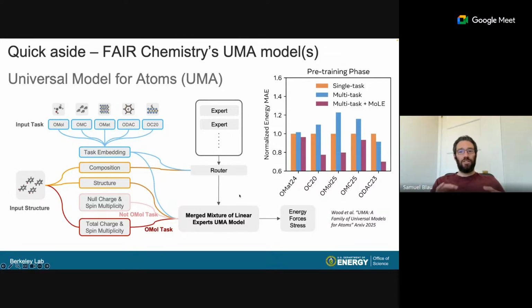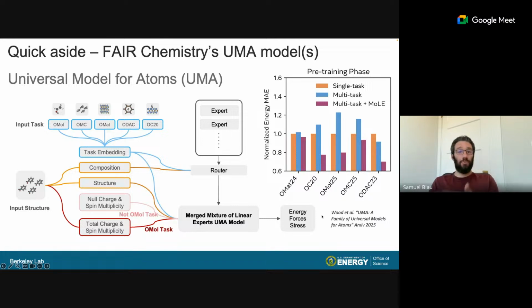Here you can imagine that the model's learning a rich, unified representation across these different domains, these different data sets, and then knows how to predict the specific energy and force properties for the different tasks separately. For OMol, you have charge and spin, but for all the others, you don't. I'm not going to go deeply into UMA. You can invite Brandon Wood to give a talk here if you like. He's been going around talking about it, and the paper, of course, is out on arXiv.